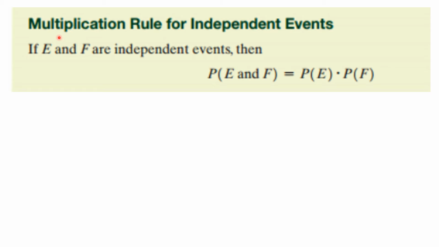Now we come to the important rule. This is called the multiplication rule for independent events. This is only true for independent events. We will cover a more general formula soon for dependent events. If E and F are independent events, then the probability of E and F both occurring is the probability of E times the probability of F.